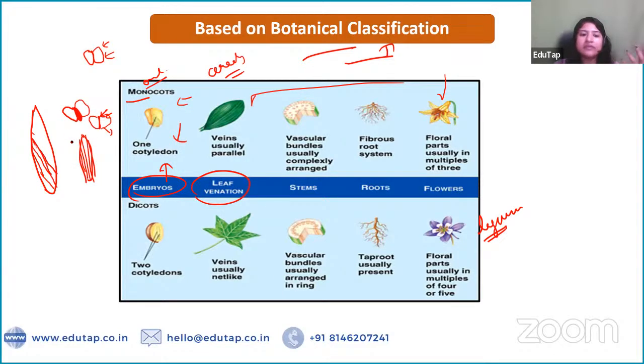ठीक है. However, if you are looking at any plant leaf, and they are just crossing, the normal leaf that you make even while making a drawing, these are your dicotyledon. ठीक है, तो veins are net like, यहाँ पे veins आपकी usually parallel होती हैं. ठीक है, then you have stems.